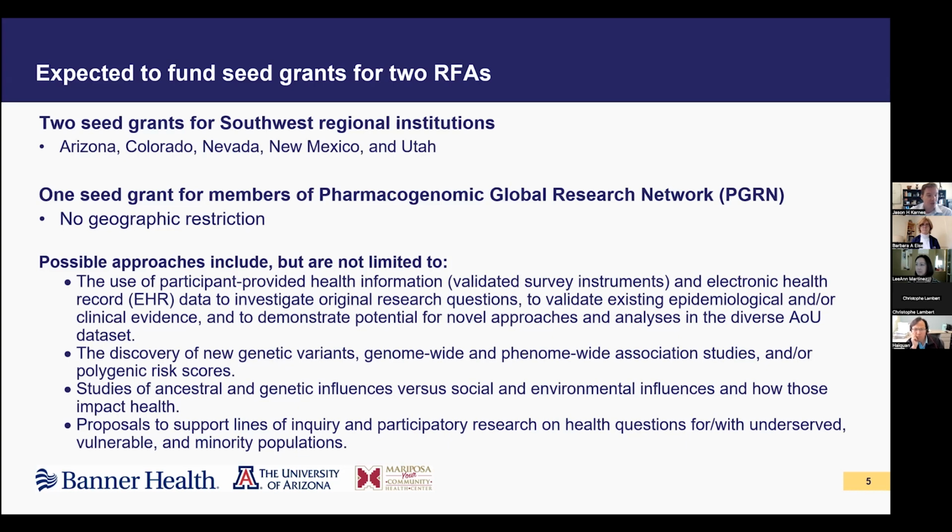and thus it is a condition of these awards as well. There's also going to be a seed grant for members of the Pharmacogenomics Global Research Network, and this is part of a strategic partnership that UA Banner Health has with the PGRN. There are no geographic restrictions on this RFA, so if you're a PGRN member, it doesn't matter which state you come from.